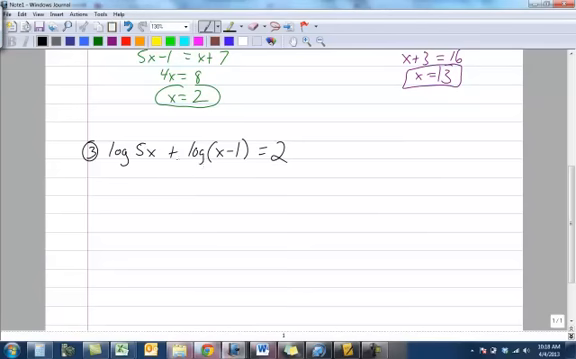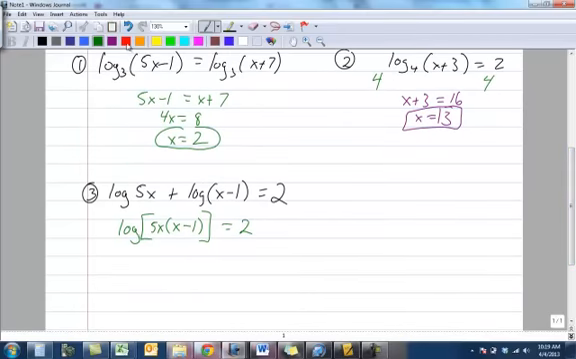So if we use the log properties, this is plus, so that means this is going to be log of 5x multiplied by x minus 1. And I got brackets to say it's the log of that whole thing, 5x times that, is equal to 2. All right, so now it's just like number 2 here.